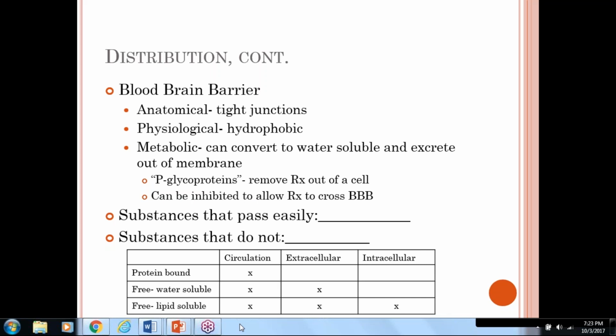Now, a water-soluble drug, if it's not attached to a protein, can get out of circulation, but it'll be stuck in third space, just where loose water and lymph and random things are. But it's not going to be able to get across the blood-brain barrier. It has to be a free, unbound, lipid-soluble drug. That's how they get around.